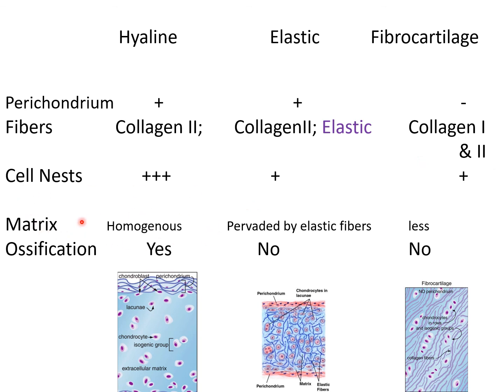The matrix is homogeneous in appearance. It may have basophilia in hyaline cartilage. The number of cells per unit area of matrix is more in elastic cartilage, and there is very little matrix in fibrocartilage. The ground substance is very little. It's basically full of fibers. Ossification is possible in hyaline cartilage. It is not possible in elastic cartilage and fibrocartilage. With that, we come to the end of this lecture, and we shall see the slides in the practical.